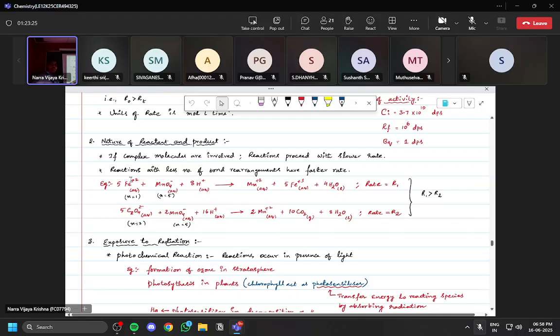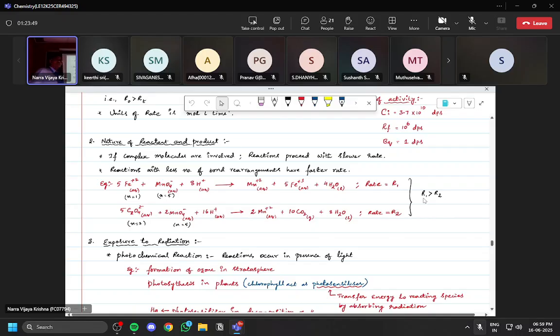But here iron is in +2 state. Here C2O4 2 minus, oxalate ion. Here there are some bonds. Here only ion. Here I need to break bonds. In the first case, no need to break any bond. Ionic reaction. In the second case, I need to break bonds. Therefore, obviously the rate decreases. If this is R1, this is R2. R1 is greater than R2.